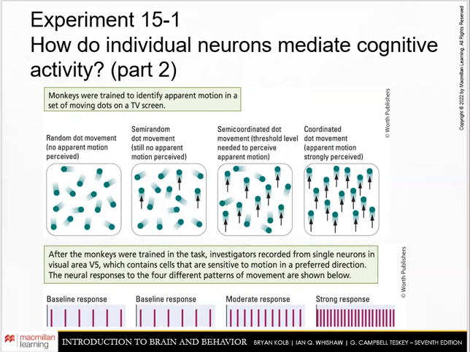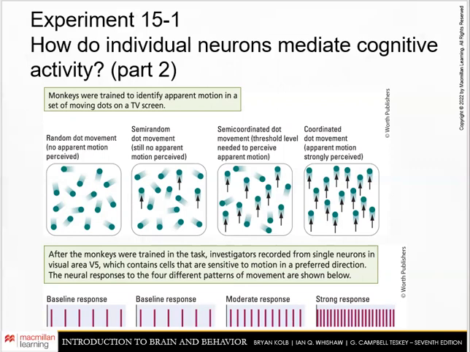After the monkeys were trained in this task, the investigators recorded from single neurons in the visual area V5, which contains cells that are sensitive to motion in a preferred direction. The neural responses to the four different patterns of movement are shown below. In the random and semi-random movements, there's just a baseline response. As we begin to meet the threshold level, there starts to be a moderate response. And in the presence of the coordinated movement, there is a strong response.